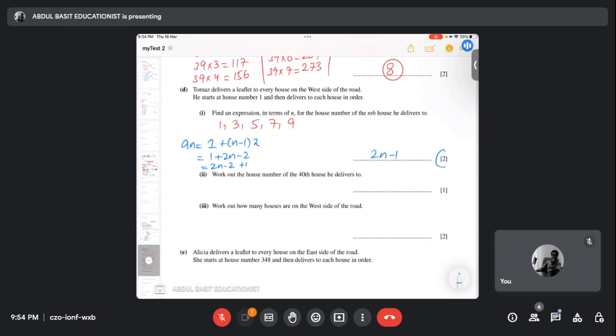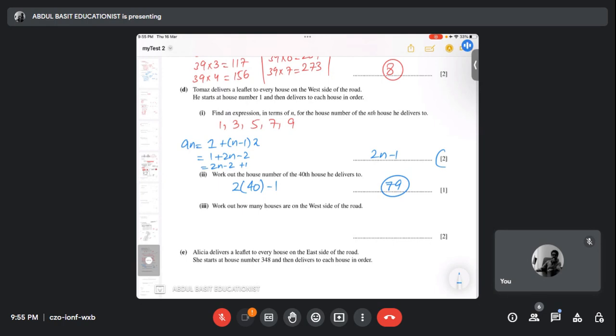Yes. Okay, work out the house number of the 40th house he delivers to. The 40th house, so obviously we just put 40 in this formula. 2 into 40 minus 1, 2 40s are 80, 80 minus 1 is 79, which is the house number where he delivered the 40th parcel. Is this clear?